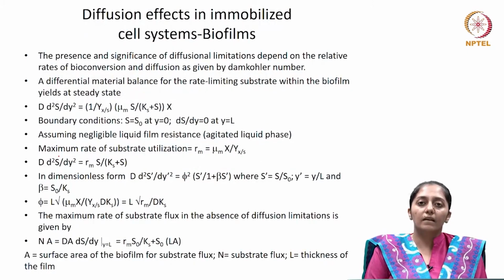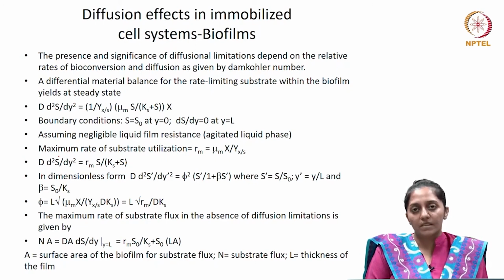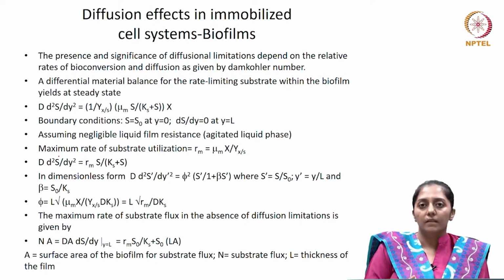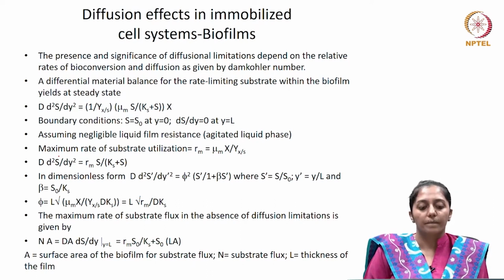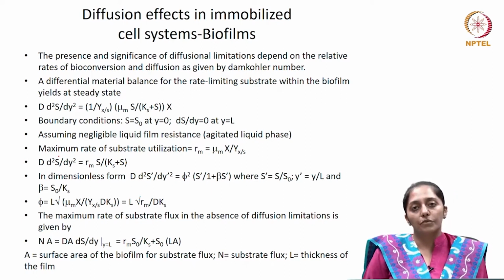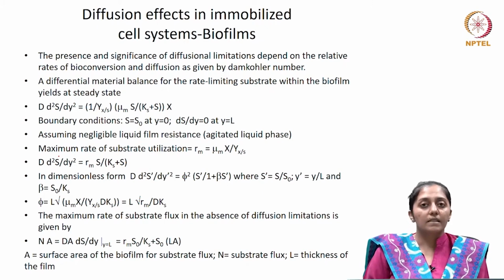Now, let us take an immobilized cell system on flat surfaces. We have been discussing immobilized enzyme systems. Let us assume a cell system following Monod's kinetics, like in waste treatments, where bacteria are immobilized on surfaces. The presence and the significance of diffusional limitations depend on the relative rates of bioconversion and diffusion. This we determine using the dimensionless number, the Damköhler number.